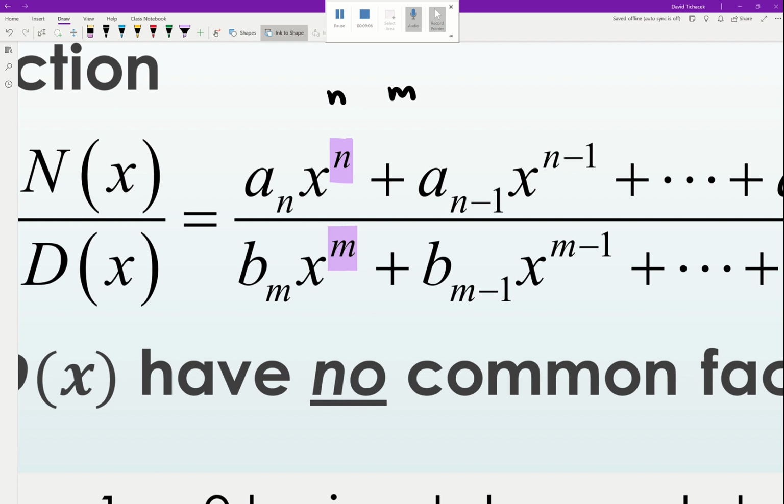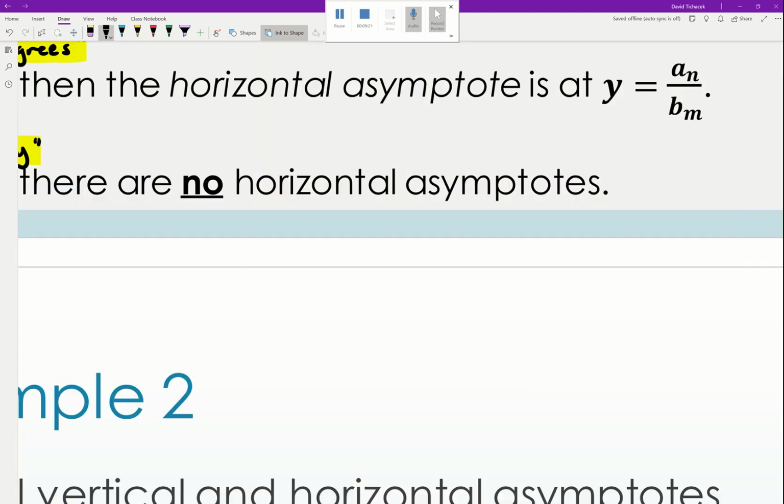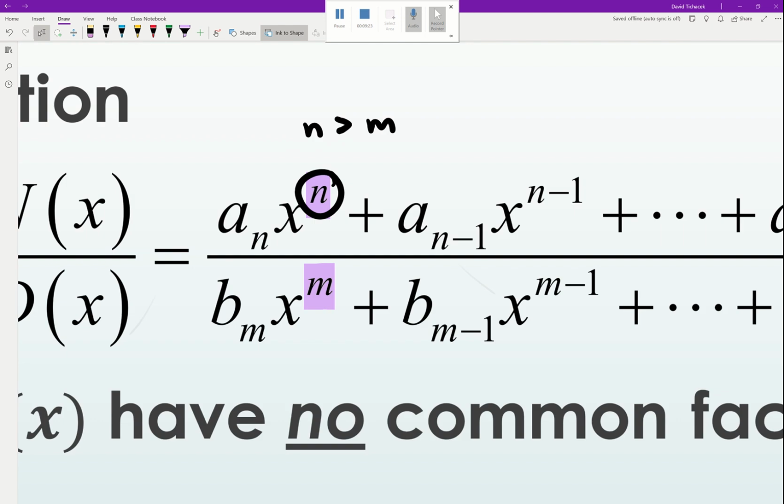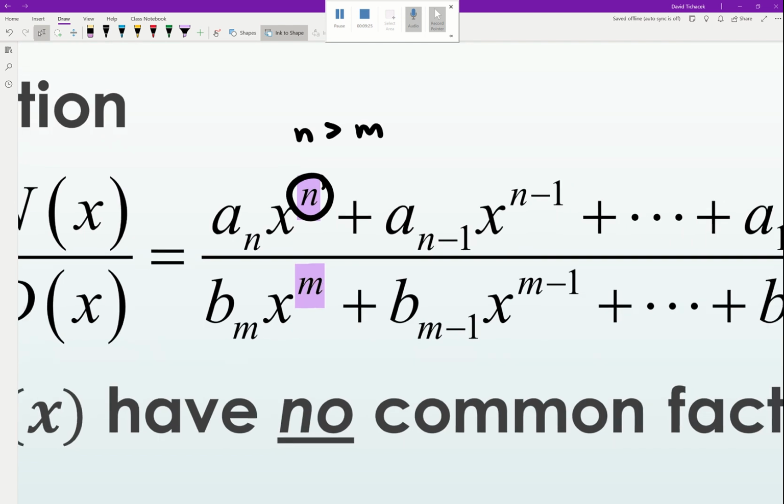Another really easy comparison is if it's top heavy, right? So if the degree of the top is more than the degree on the bottom, in this case, your conclusion very simply is that you don't have any horizontal asymptotes, okay? So if you are top heavy, then we don't have any horizontal asymptotes to speak of, and that's another really easy conclusion, right? Of course, the only final case there is what happens when the degrees are equal to each other.